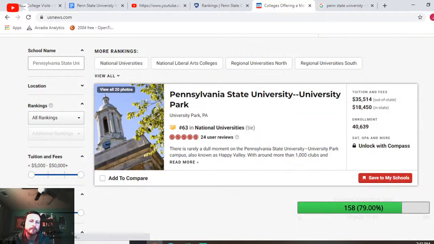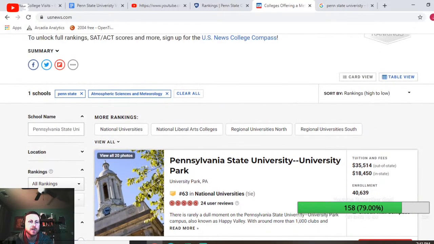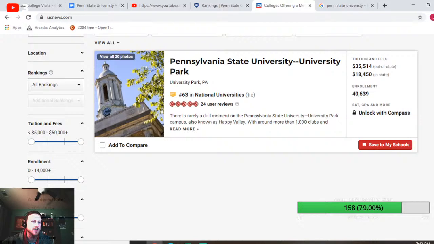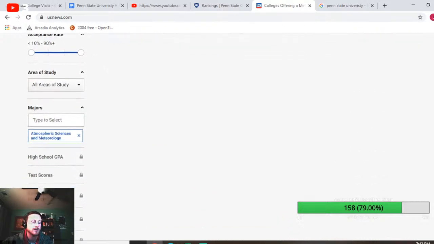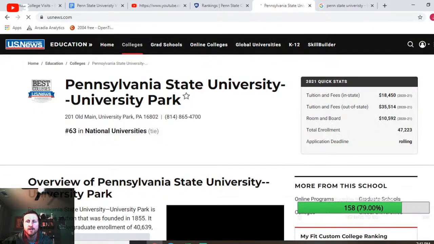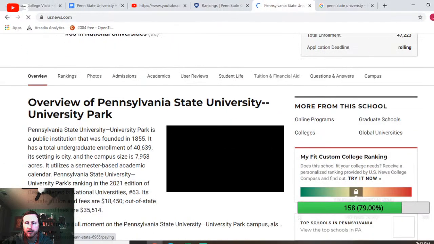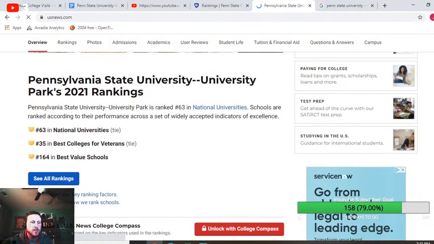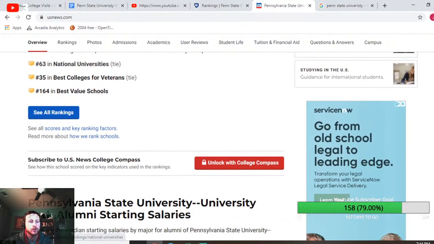Let's see if it's updated. Yeah, see, I feel like this isn't necessarily correct because of that. I don't think it's looking specifically at meteorology or sciences and meteorology. I would say this is national stuff, not necessarily related to major. But the major is selected. I don't know. Let's see if there's any additional information here. Wow, that's a big endowment. Okay, yeah. So this is just general ranking. So 63rd in the nation, which is really good.